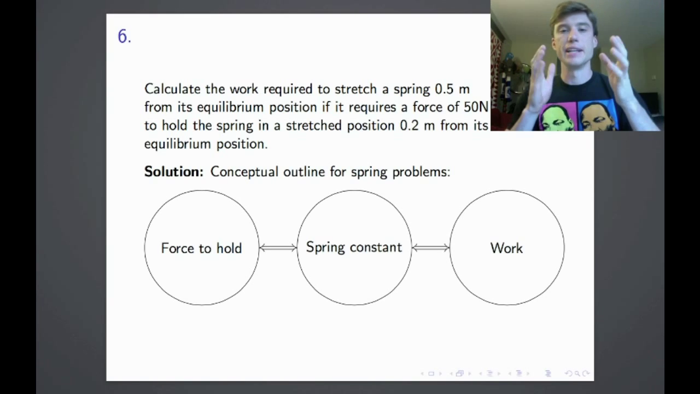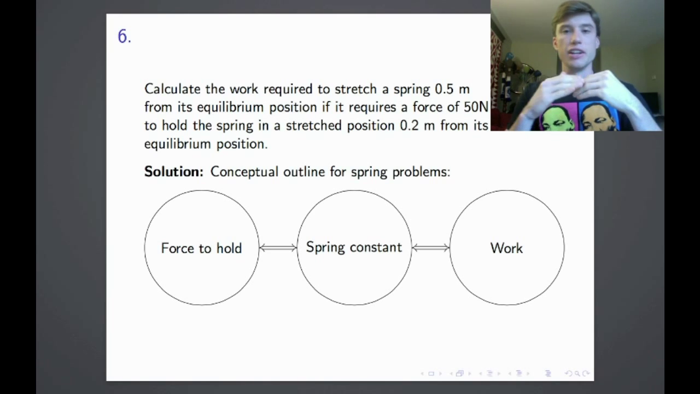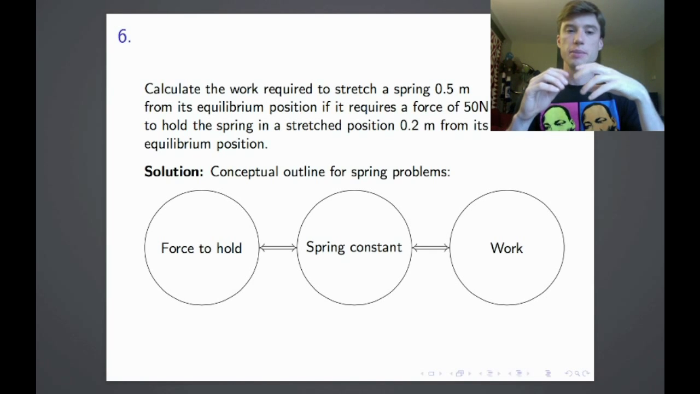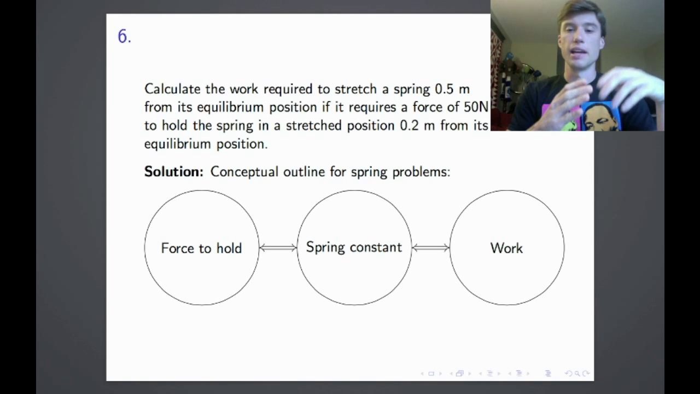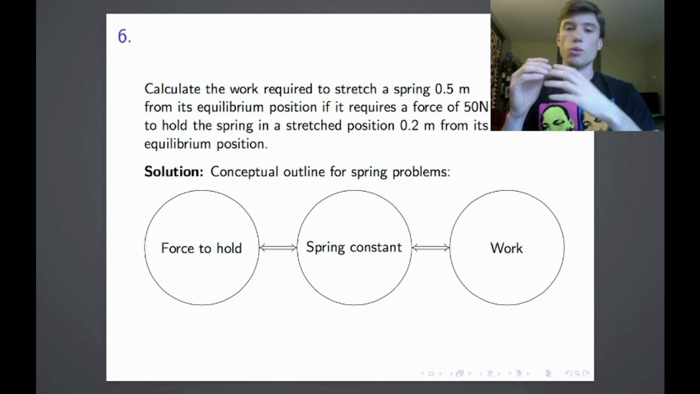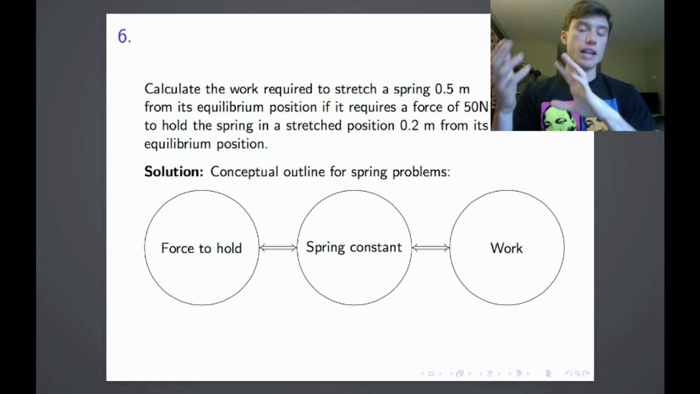Typically, we will be asked to find the work required to stretch a spring over a given interval. And to solve this problem, they will provide a bit of information. Now, this bit of information comes in one of two forms. Typically, it will be either the force required to hold the spring at a specific stretched position, as in the problem at hand, or it will be the work required to stretch a spring over a separate interval.